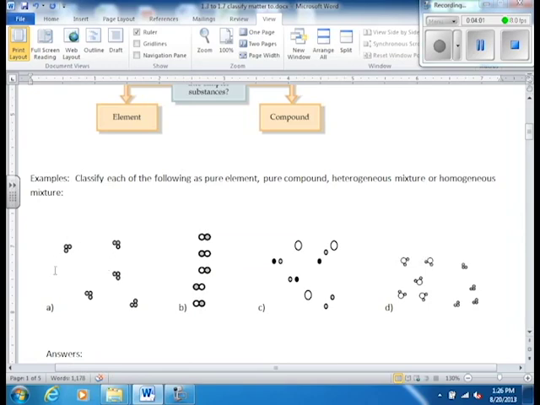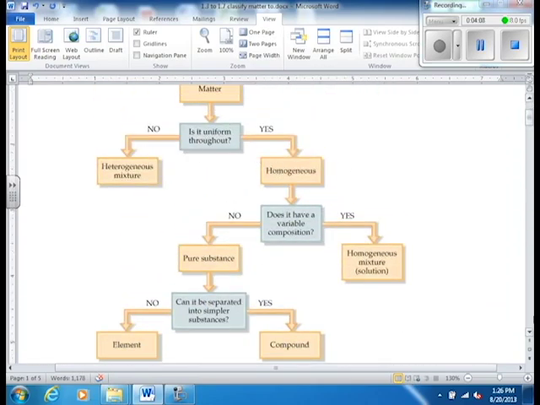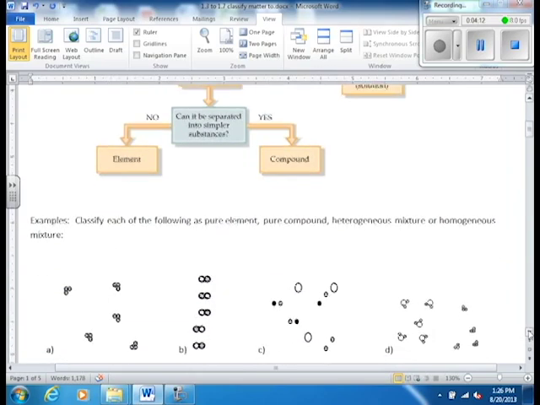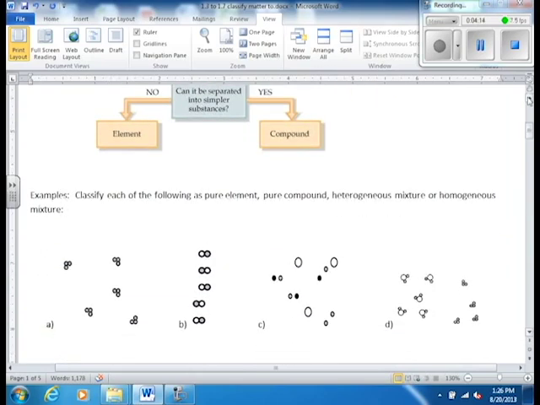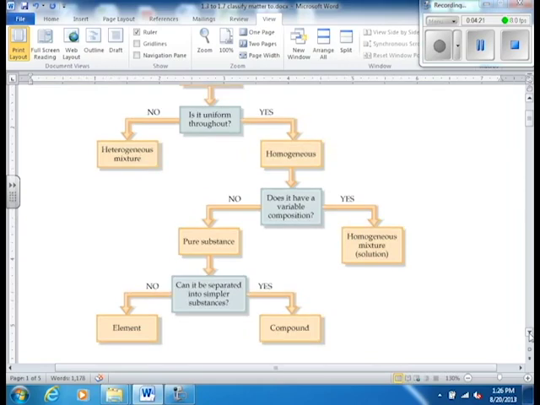So just listen up. You look at all these things, and you say, does it look uniform throughout? Yeah, they're all the same particles. They all look the same. It's pretty uniform in here. And so now we go to, it's uniform, it's homogeneous. Does it have variable composition?